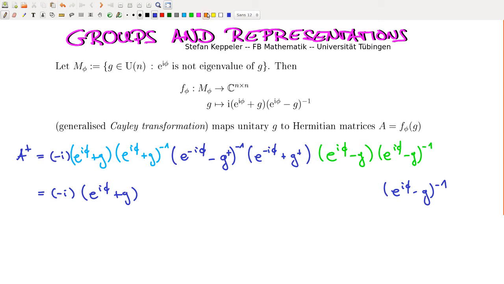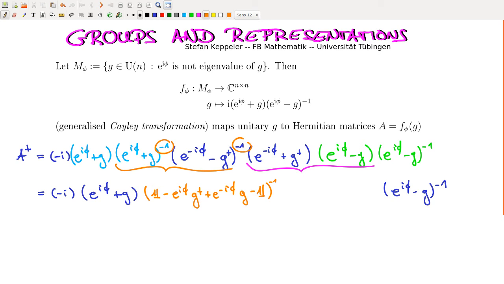And now let's multiply out the others. So if we take these together, we get 1 minus e to the I phi g dagger plus e to the minus I phi g and minus 1. So g times g dagger is minus 1, since G is a unitary matrix. Okay, so that's for this part. And the minus 1 here from up here.